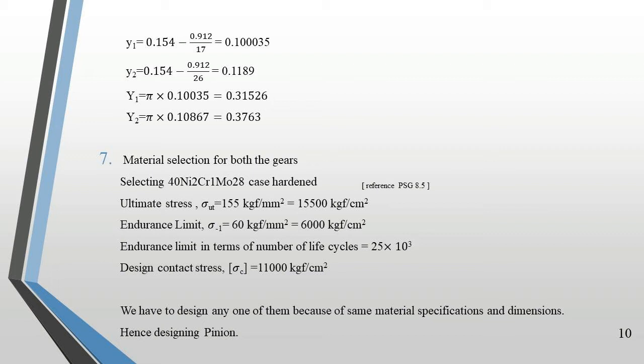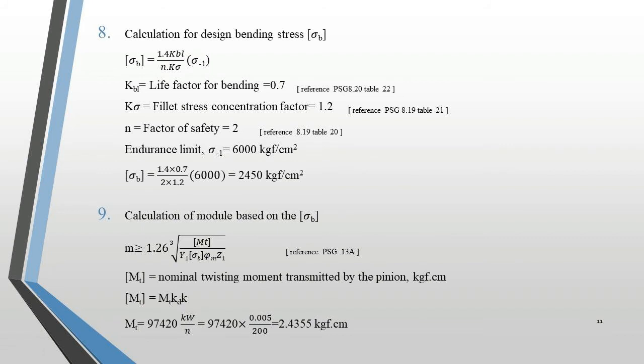Now we have to design any one of them because of same material specifications and dimensions, hence designing pinion. Calculation for design bending stress. Now design bending stress is equal to 1.4 kBl upon n K sigma into sigma inverse, in which kBl is the life factor for bending, which is 0.7, taken from PSG 8.20 table 22.